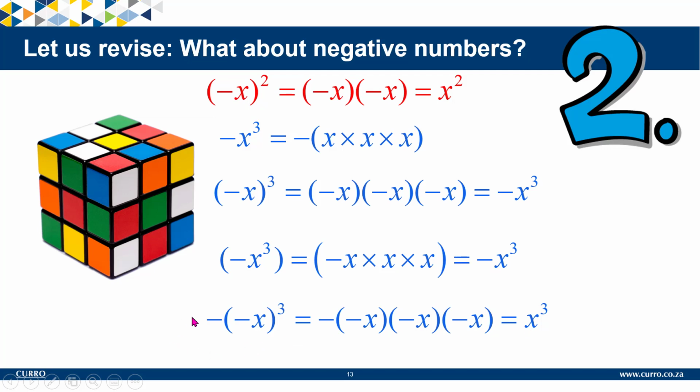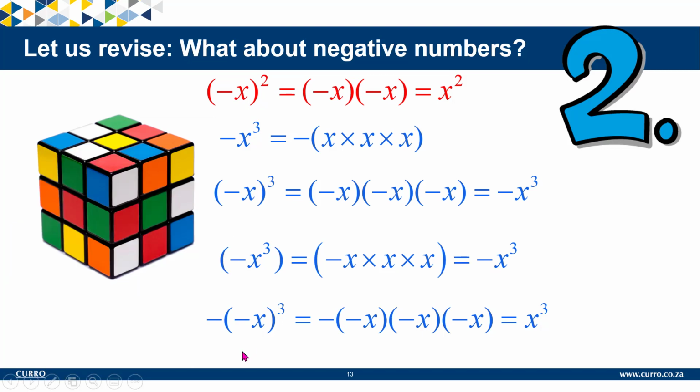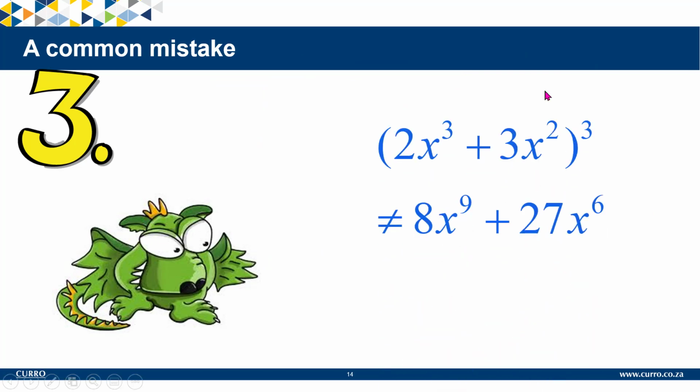Be careful. Zoot said negative times a negative is a positive. And yes, he will get the right answer. But the way that he got his answer is wrong because he didn't follow order of operations. He's very lucky that he got it right. And if I had to ask him to prove it, he would get it wrong. Because you first have to cube and get an answer, and then you subtract that cubed answer, and that will give you a positive.